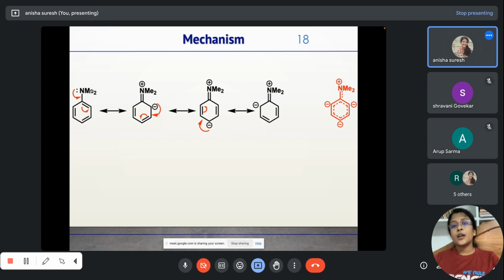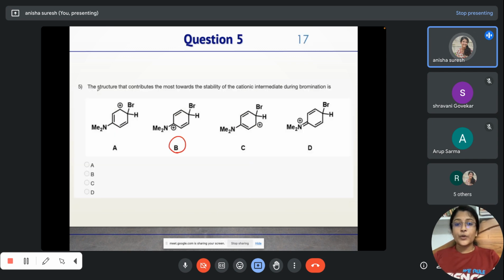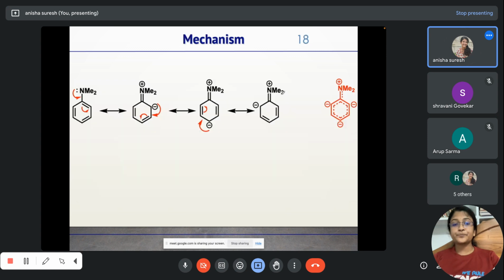So let us see the mechanism. So here, since NMe2 is an electron donating group, it will be involved in conjugation with the system for undergoing this bromination reaction. So the lone pair on the nitrogen will undergo delocalization. So it will push in this direction. So this double bond will break and a negative charge will be generated at this position. Then this negative charge will fall, as we can see by this arrow pushing mechanism, and a negative charge will be generated at the para position.